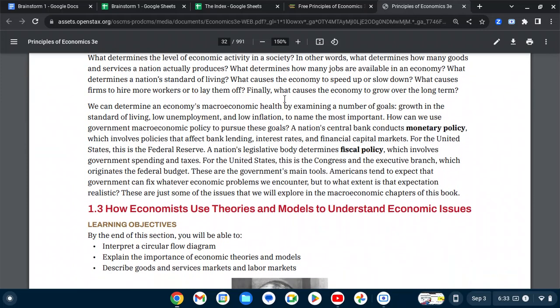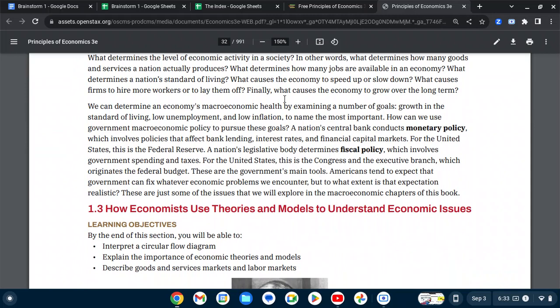Macroeconomics. What determines the level of economic activity in a society? In other words, what determines how many goods and services a nation actually produces? What determines how many jobs are available in an economy? What determines a nation's standard of living? What causes the economy to speed up or slow down? What causes firms to hire more workers or to lay them off? Finally, what causes the economy to grow over the long term?